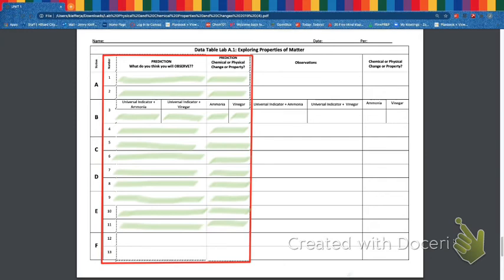Number 11 is dispense 10 drops of baking soda solution and add 1 drop of silver nitrate solution. What do you think you will see? And classify it.